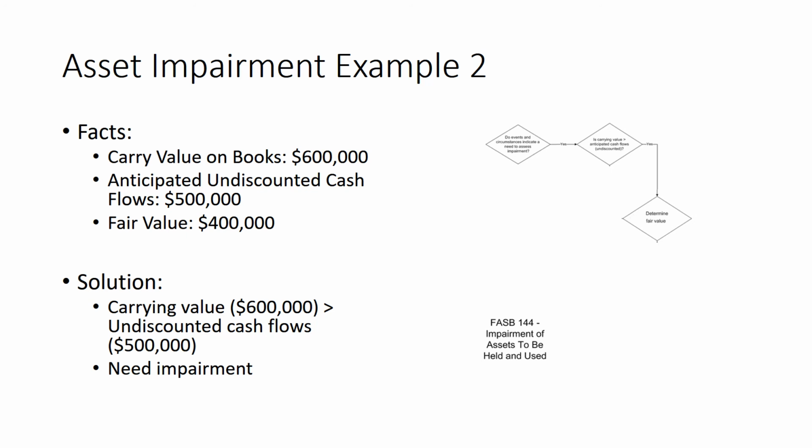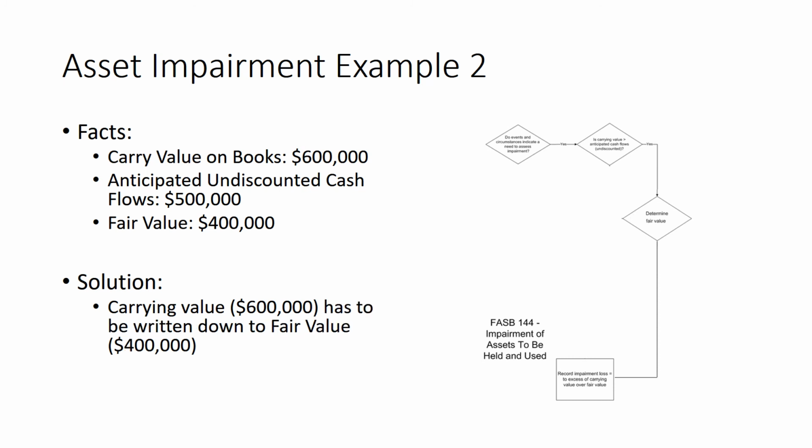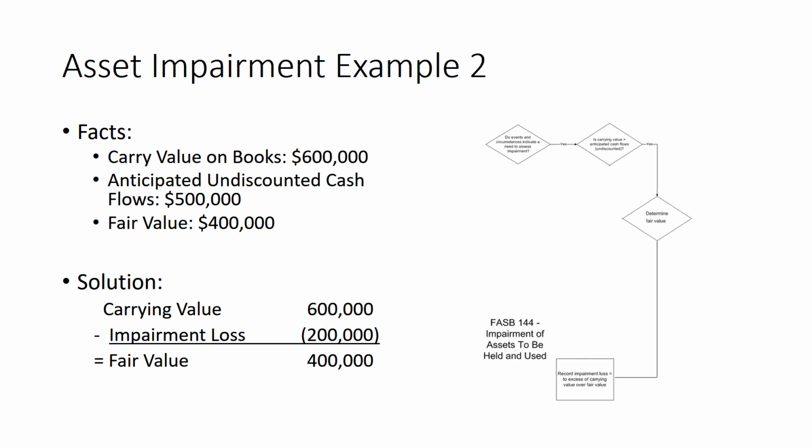Next, we have to determine the fair value. The fair value given to us is $400,000. So that means we need to record an impairment loss. And that's the difference between the carrying value over the fair value. So that means we have to write down $600,000 to $400,000. The difference between carrying value and fair value is the impairment loss. As you can see, that will be $200,000.